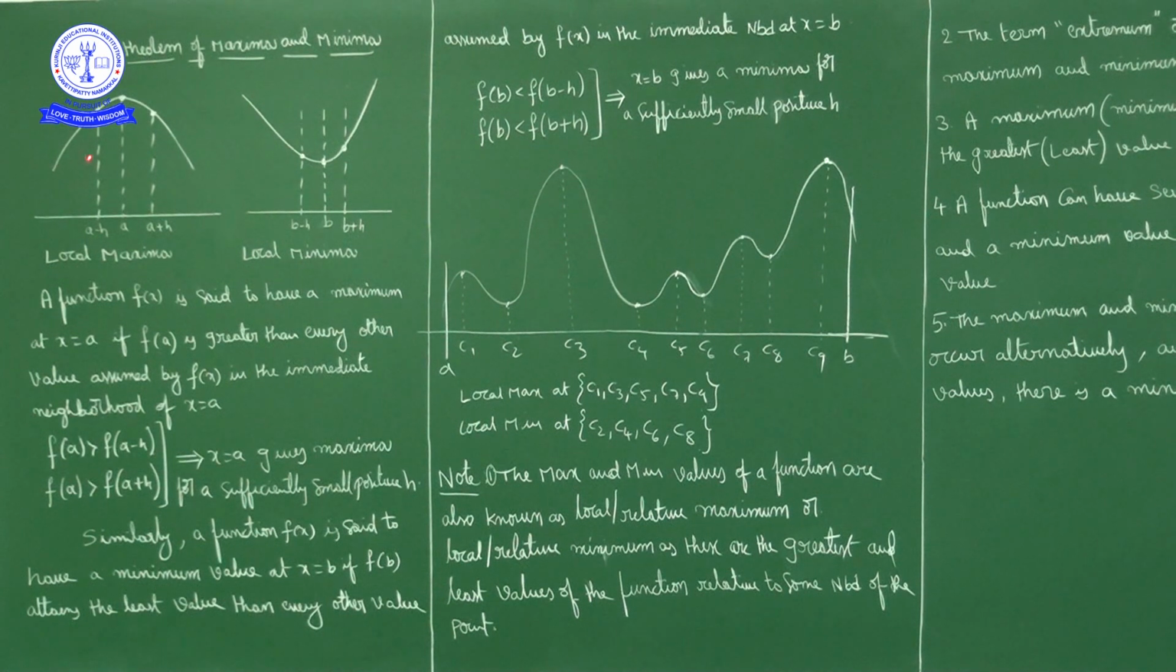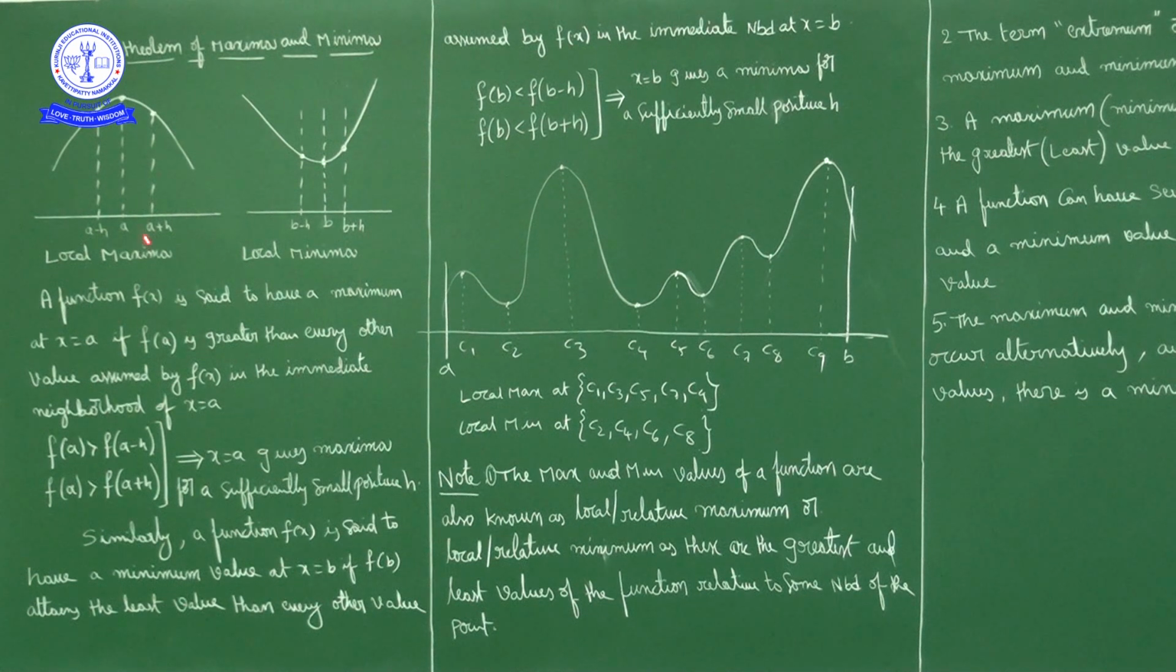Now if you observe at x is equal to a, we have a maximum. How can we say that at x equal to a you have a maximum? If you observe here, in the immediate neighborhood of a, which means just below a and just above a, where h is a small positive number. So a minus h means just below a and a plus h means just above a.